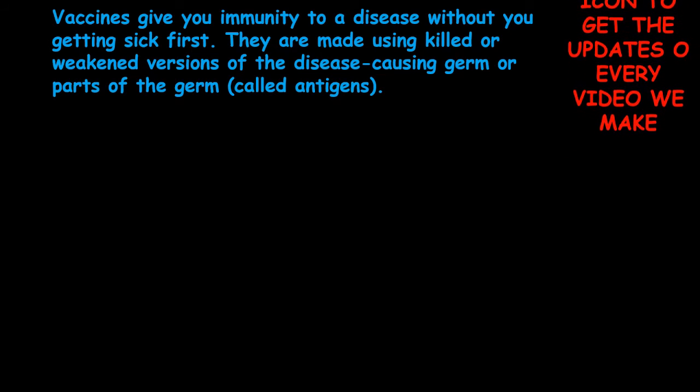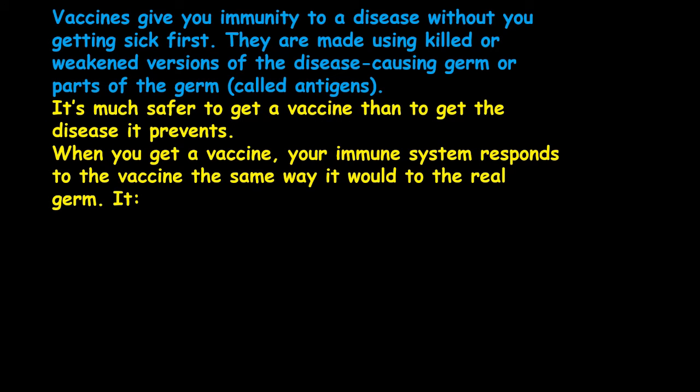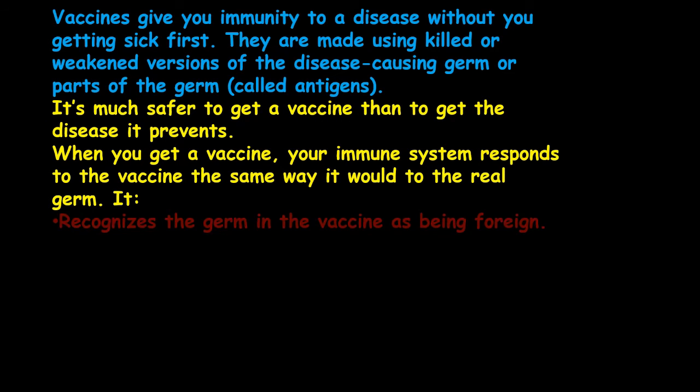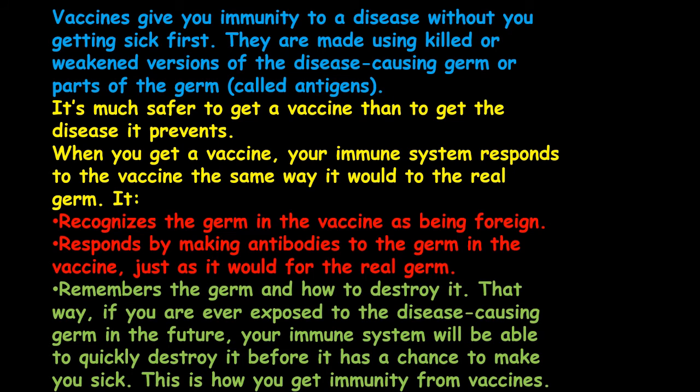Let's see how it works. When you get a vaccine, your immune system responds to the vaccine the same way it would to the real germ. First, it recognizes the germ as a foreign material. Then it responds by making antibodies to destroy the germ as it would do for the real germ. And then our immune system remembers the germ and remembers how to destroy it. That way, if you are ever exposed to the disease causing germ in the future, your immune system will be able to destroy it quickly before it has a chance to make you sick. This is how you get immunity from vaccines.